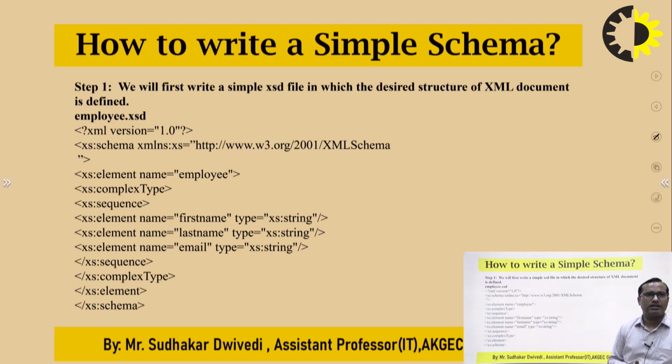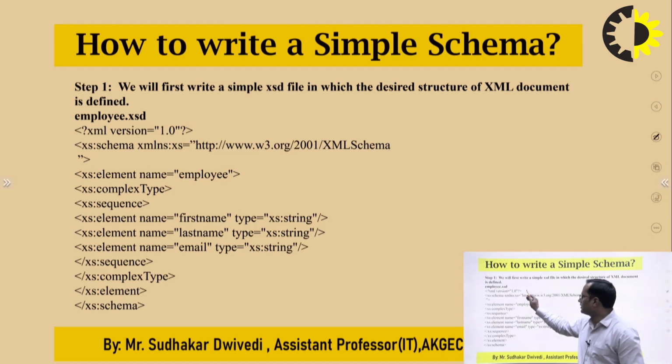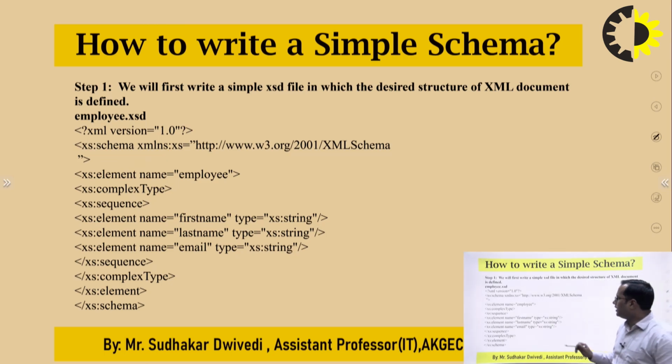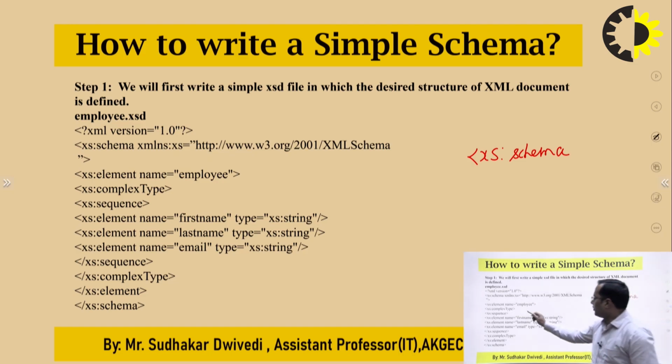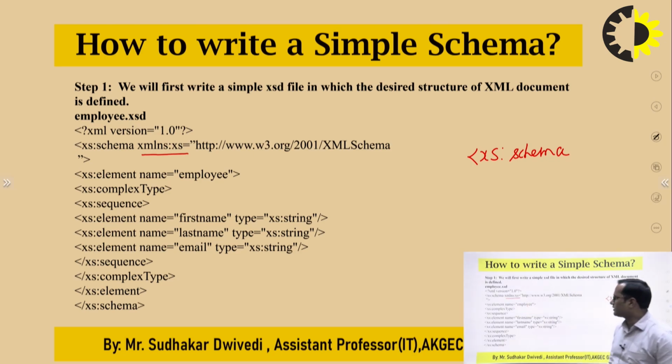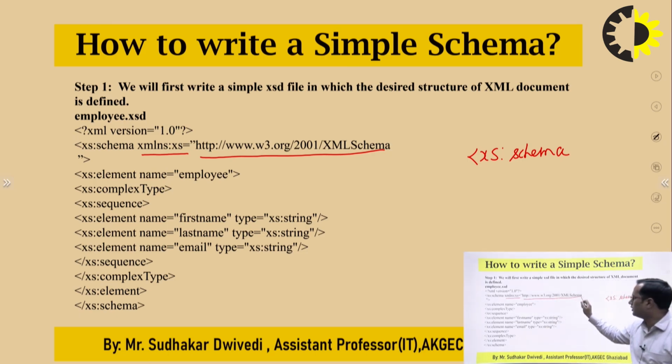How can we write an XML schema for a document? We are considering the same document. The first line is the XML declaration. Then the root element is xs:schema. This is the root element. The first attribute is xmlns:xs, which means XML namespace, and it has a URL where the namespace resolution is provided.